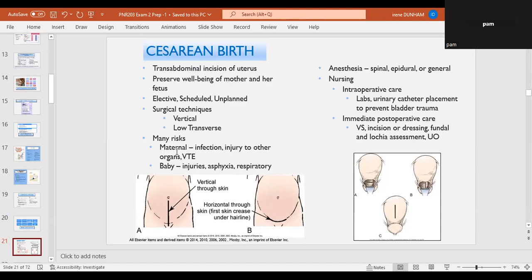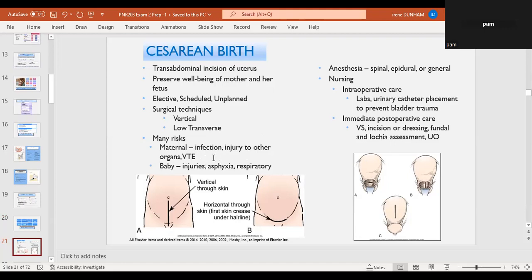C-sections are major surgery. I've had patients say, "Oh, she just had a C-section." That's major surgery. Any surgery is major. Any surgery, mom can get infected. You can have injury to other organs such as the bladder. You can nick that bladder, and then she's got problems there. They have to actually bring in a urologist and sew it up.